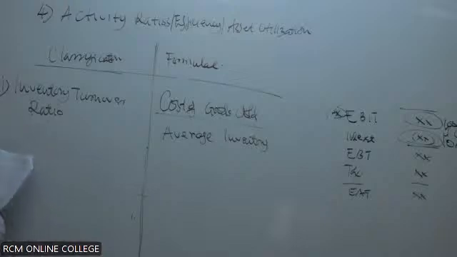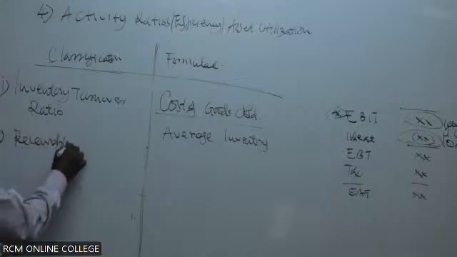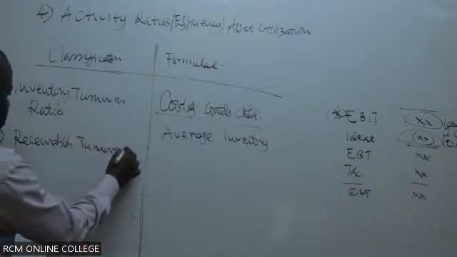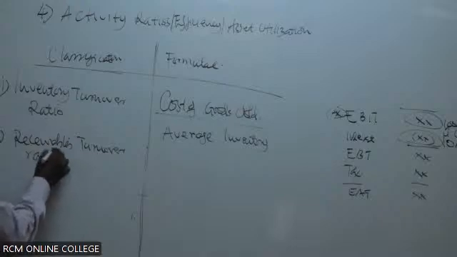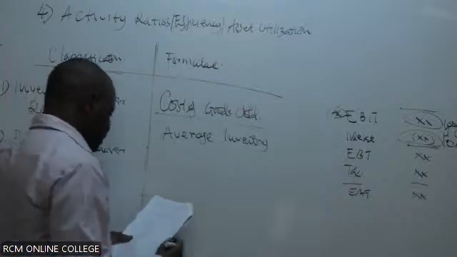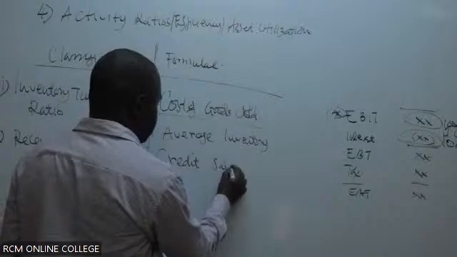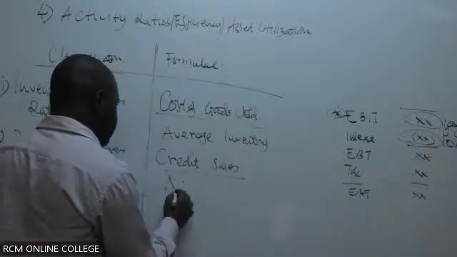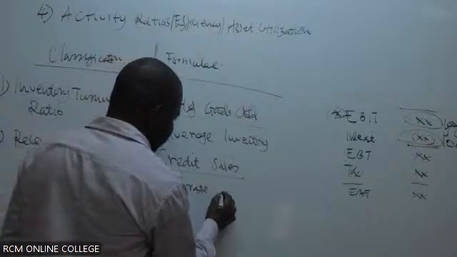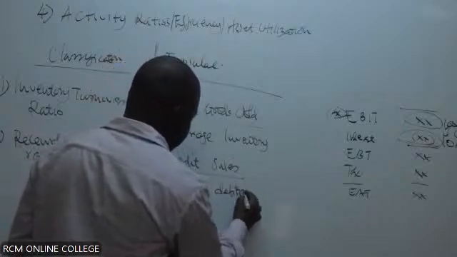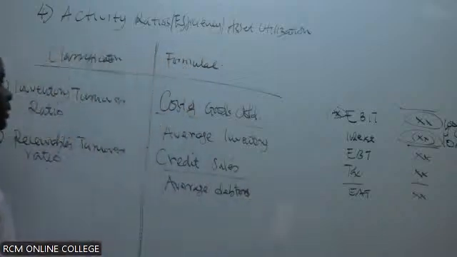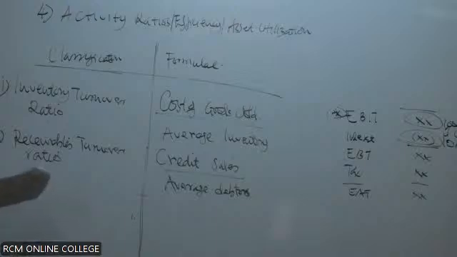Then in this case, we have receivables turnover ratio or debtors turnover ratio. Receivables turnover ratio. So this one, you will take the credit sales. You divide by the average debtors.